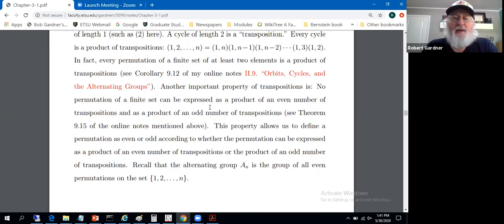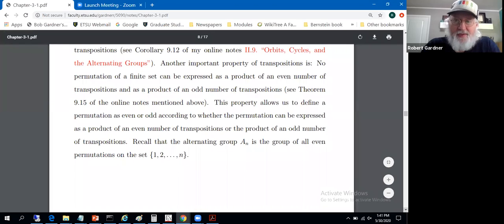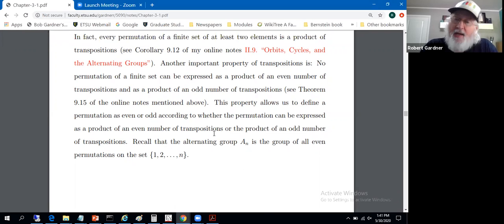The proof of that is actually tedious, quite tedious. See the graduate notes for proof of that. The senior level class, I think there's an outline of a proof, or maybe it's a homework problem in there, but it's spelled out in great vulgar detail in the graduate class. So this allows us to define a permutation as even or odd, according to whether the permutation can be expressed as an even number of transpositions or an odd number of transpositions.